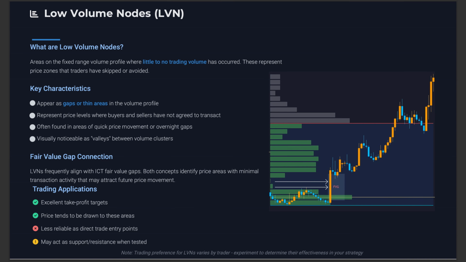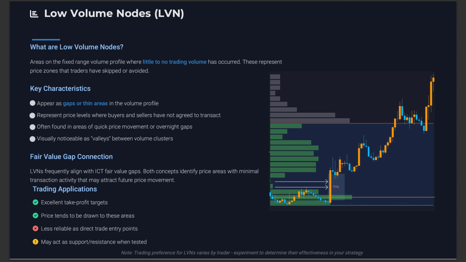Now let's discuss low volume nodes, or LVNs. These are the complete opposite of high volume nodes, but they're equally important for your volume profile trading strategy. Low volume nodes are areas on your volume profile where little to no trading volume occurred. These are price levels where neither buyers nor sellers showed much interest. You'll see them as gaps or very thin areas in your volume profile.